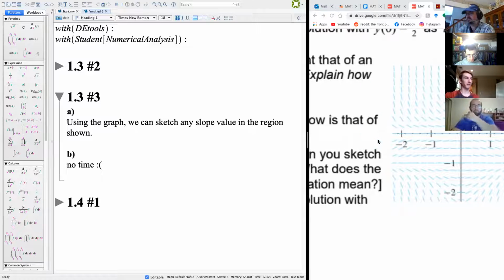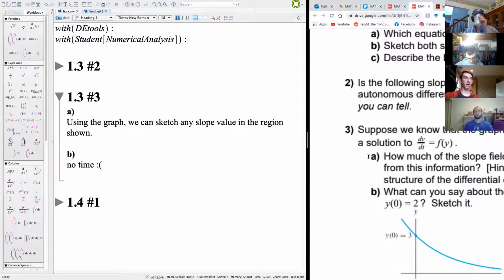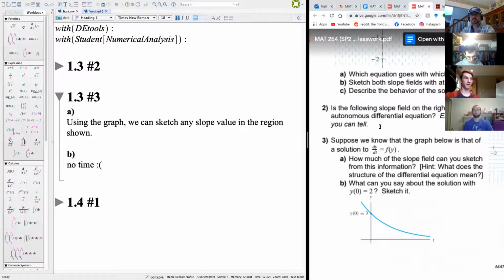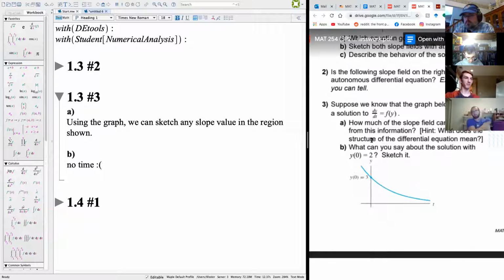All right, part A. Let me see if I can zoom out of this thing. Suppose we know that the graph below is a solution to the autonomous equation, this thing, right? So here's our graph. The question was, how much of the slope field can you sketch from this information?